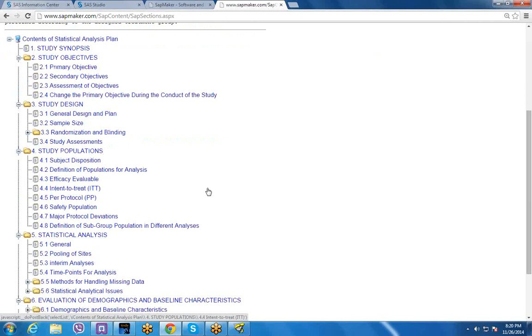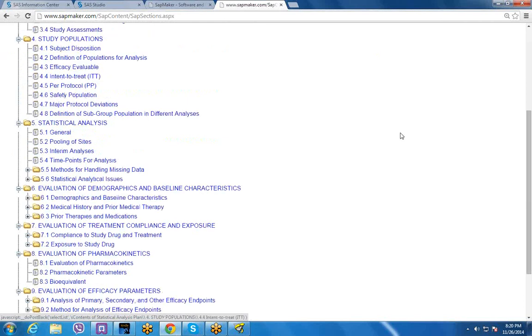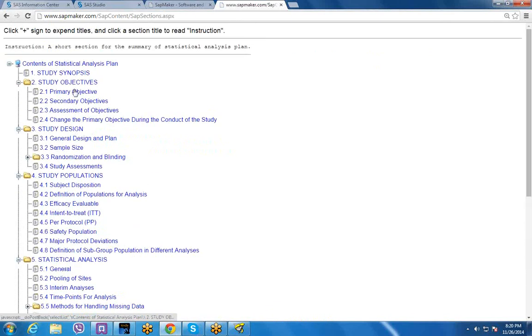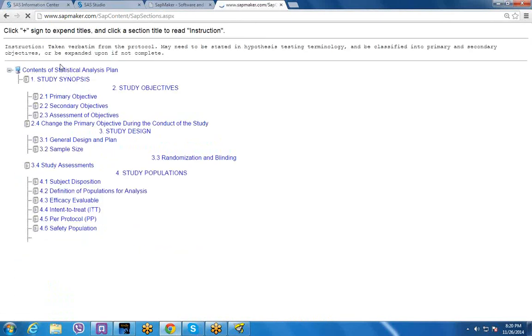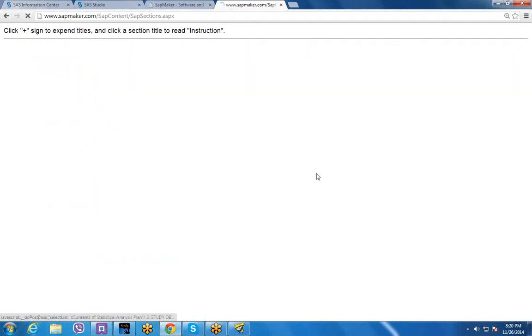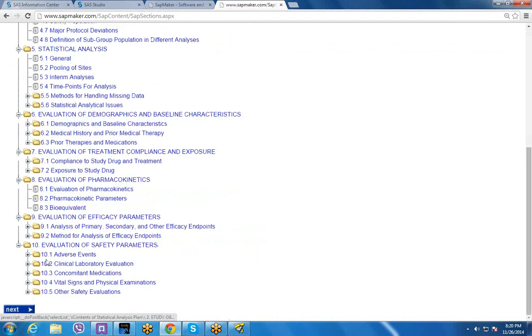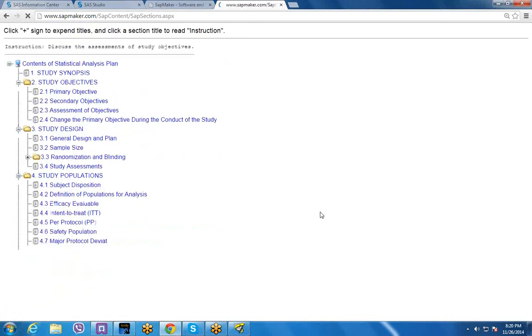You should know each and every part of the SAP for your tables or any ADaM or SDTM data preparation. My advice is just go through this SAP and read each and every part of it. What is the primary objective here? What is the secondary objective? Then what are the demographic tables? Adverse events are safety, and efficacy parameters we are checking.